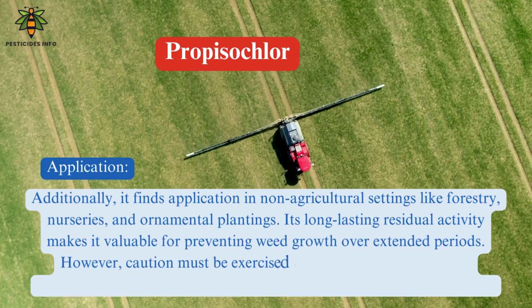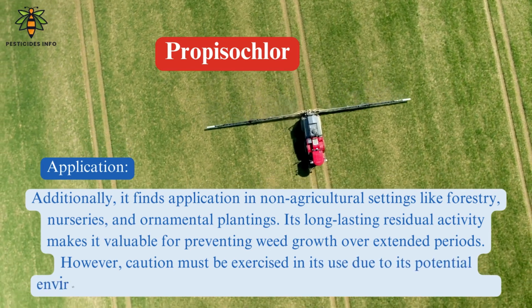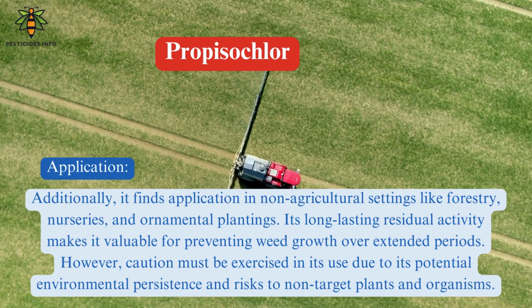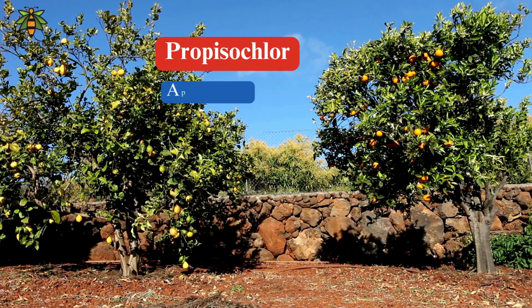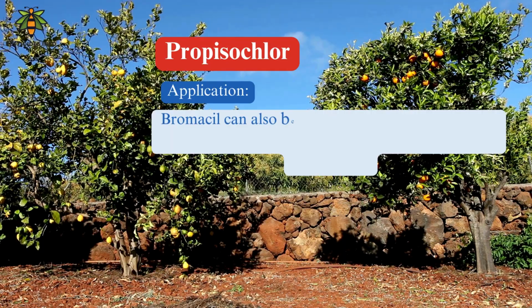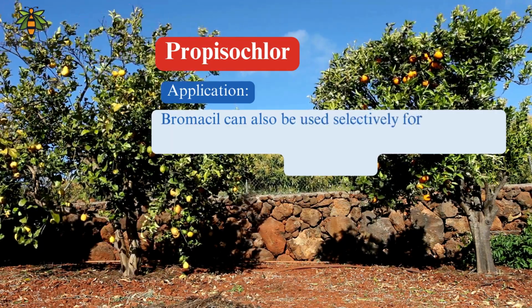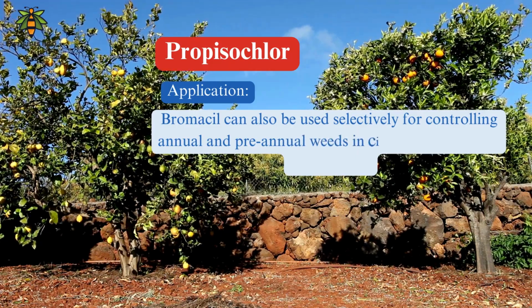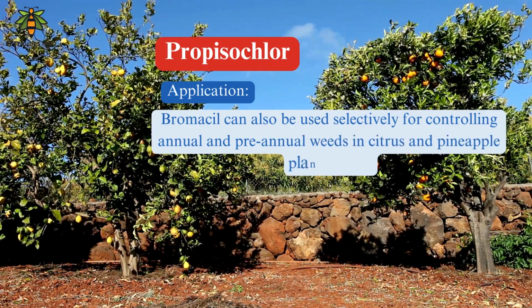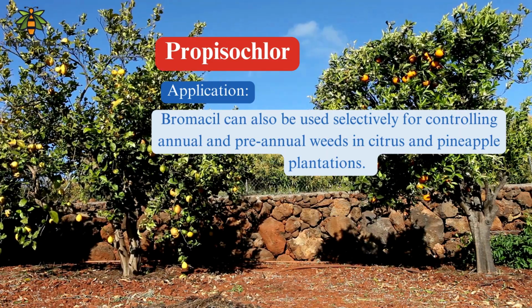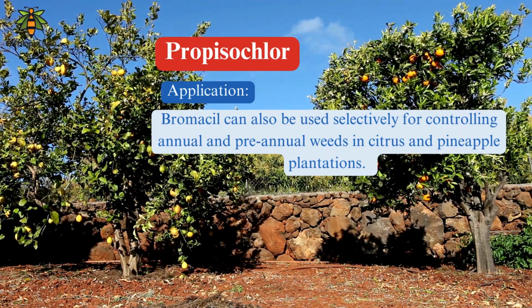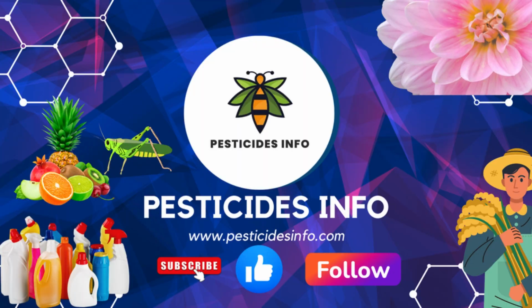However, caution must be exercised in its use due to its potential environmental persistence and risks to non-target plants and organisms. Bromacil can also be used selectively for controlling annual and perennial weeds in citrus and pineapple plantations. In this context, it serves as a targeted herbicide, specifically aimed at suppressing unwanted vegetation while preserving the growth of citrus and pineapple crops.